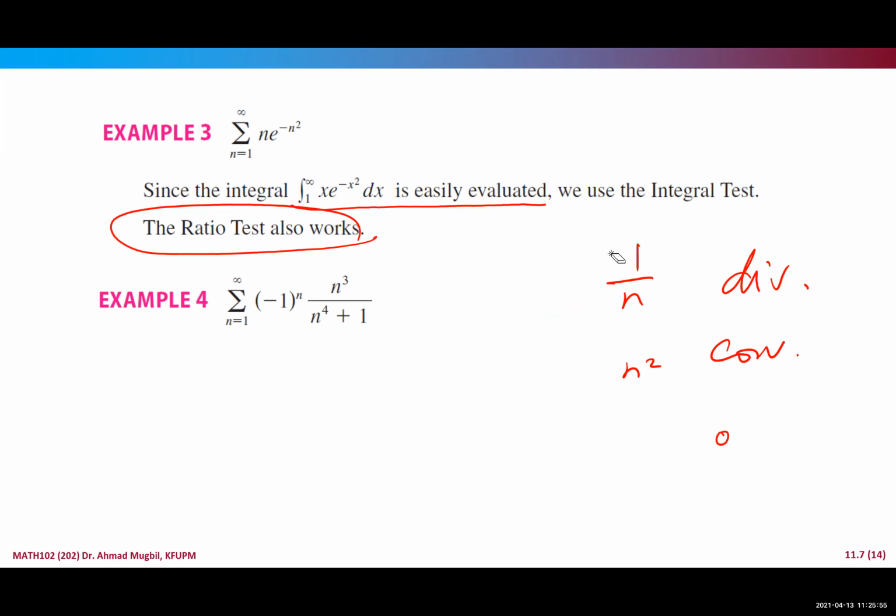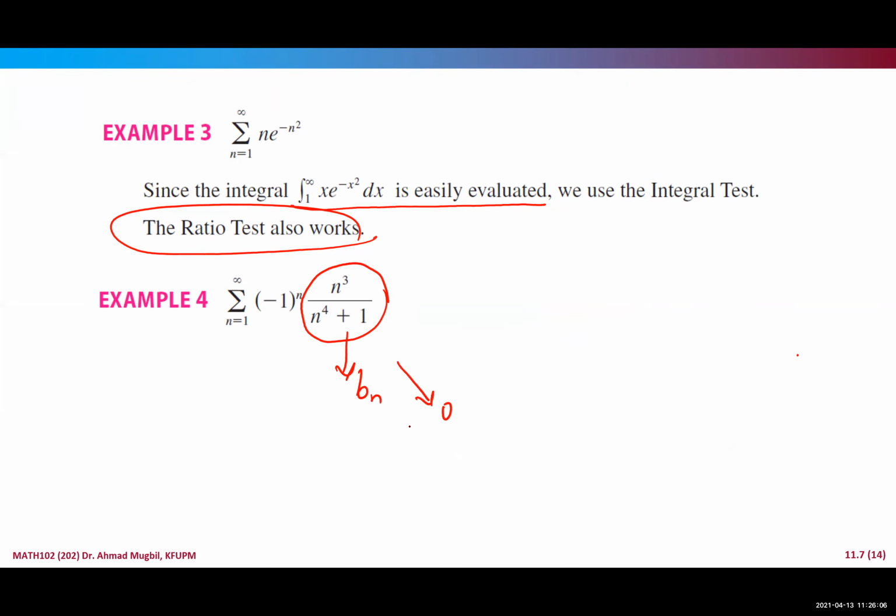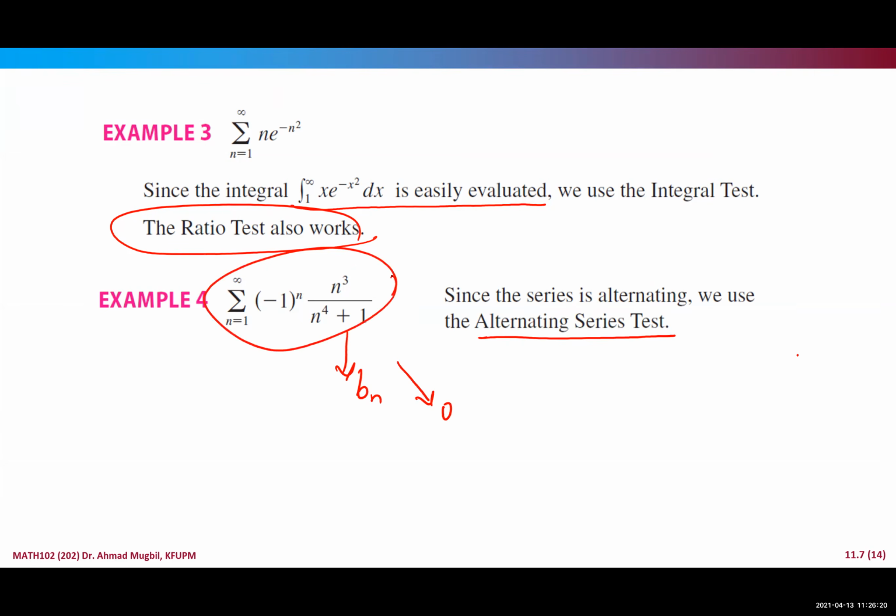Use the alternating series test. The alternating series test. You need to check that this is decreasing, and that it decreases to 0. You can show that, it is not difficult. You are right. So this one is alternating, so it is convergent. Check that. The whole series is convergent by the alternating series test.